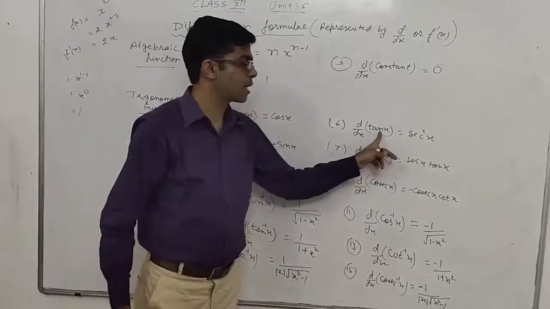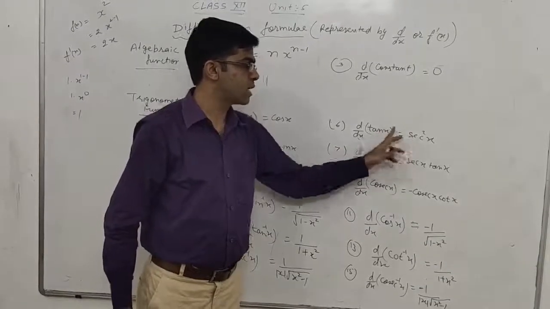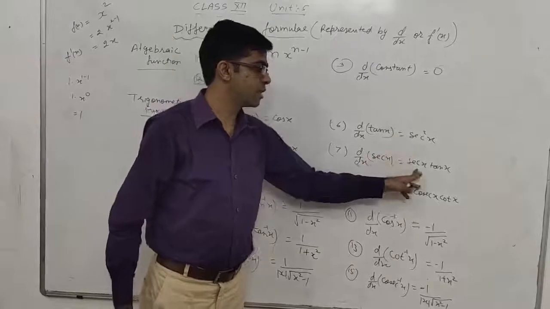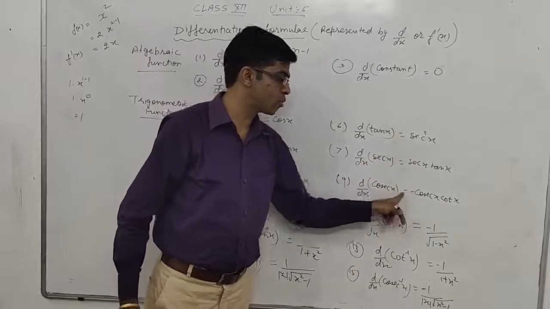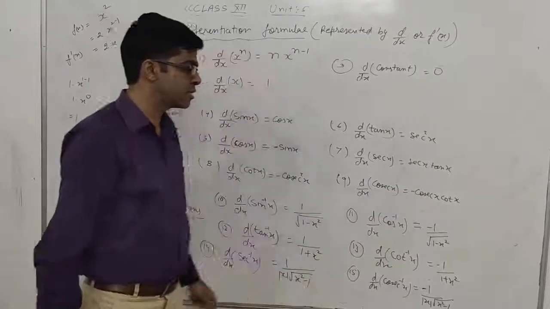Now comes tan x. The differentiation of tan x is sec square x. The differentiation of sec x is sec x tan x. Cosec x starts with c, so the minus sign will come. So the differentiation of cosec x is minus cosec x cot x.